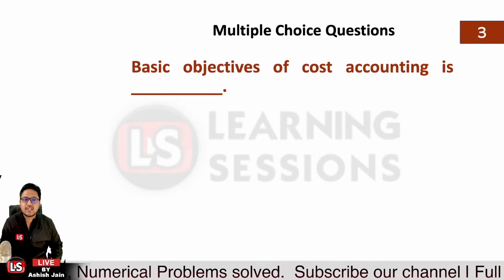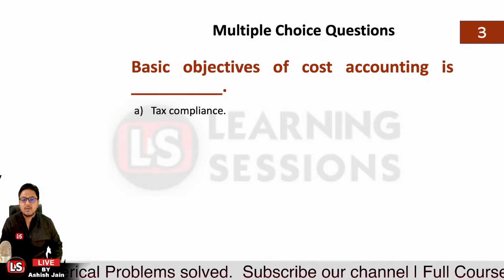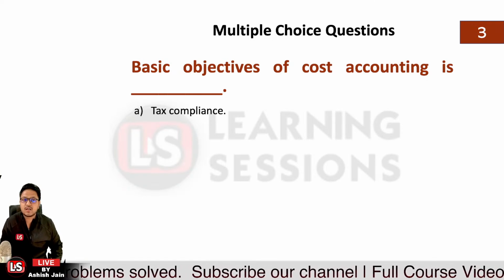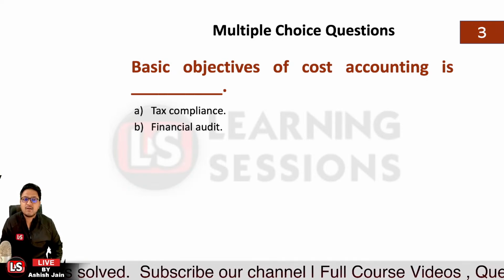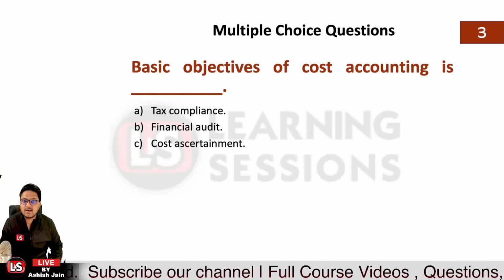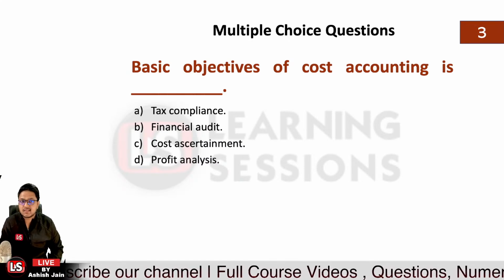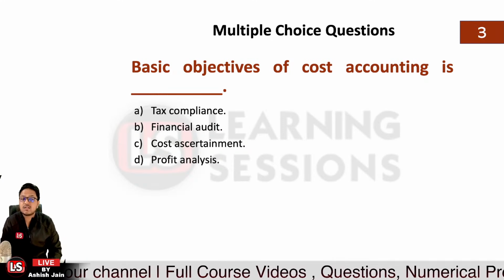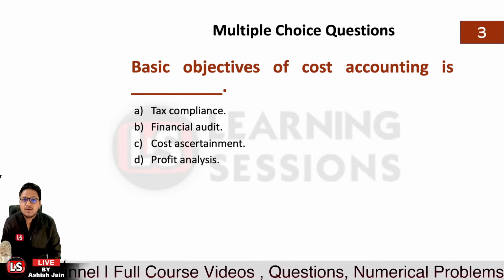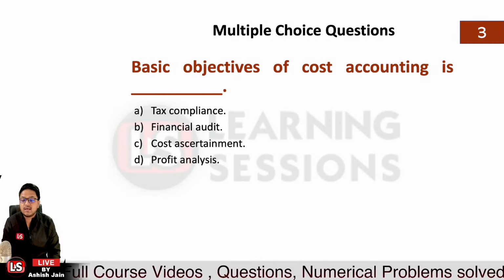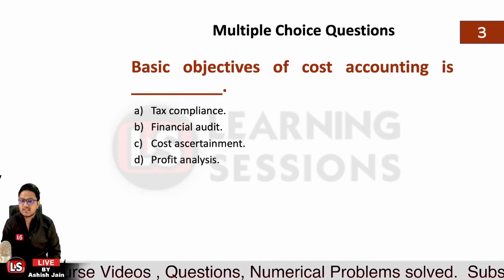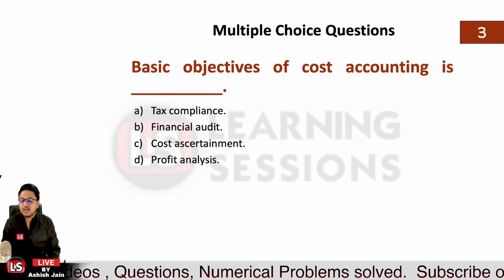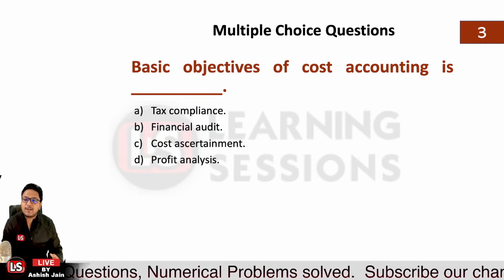It says basic objectives of cost accounting is what? Tax compliance, financial audit, cost ascertainment, and profit analysis. So cost accounting's basic objective is what? Is it related to tax compliance? No, tax compliance is related to what? Whether the required taxes have been paid by you or not.